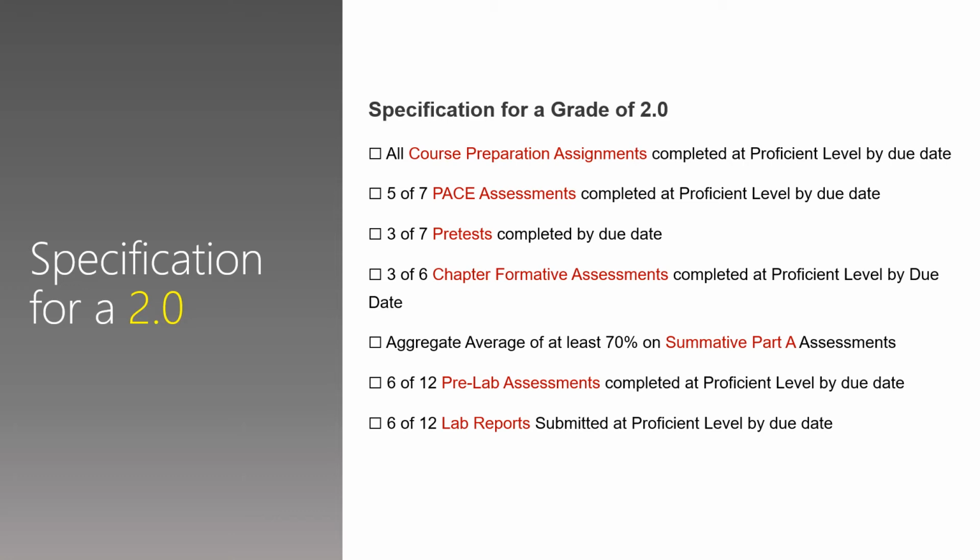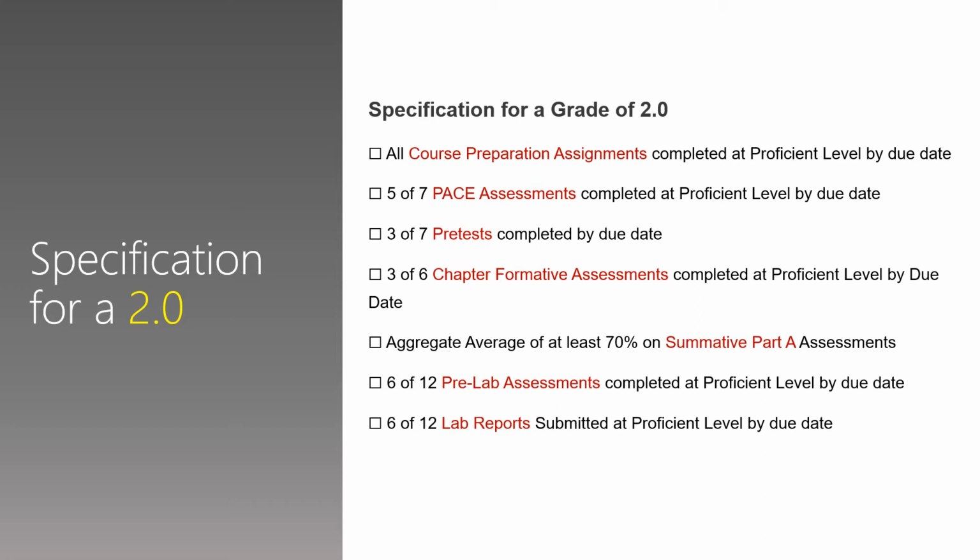You'll notice there's no Part B in here. Part B is the harder of the summatives, and it's the more advanced understanding. I don't expect you to be able to master the Part B's if you're at a 2-point level, right? But I do expect you to be able to pass the Part A's if you're at a 2-point level. And you'll note pre-lab and lab report is 6 out of 12 for each of them, so 50% basically for each of those.